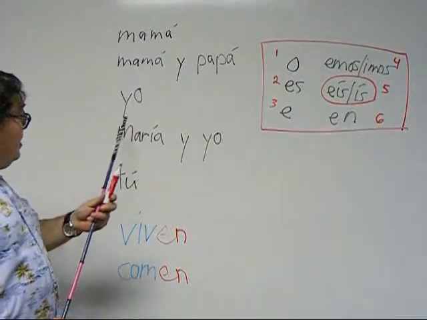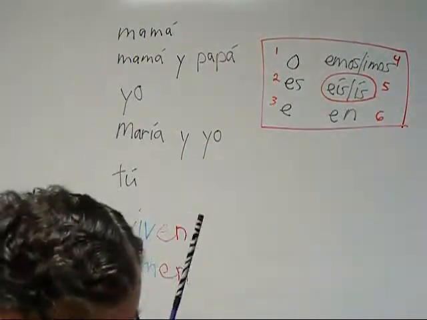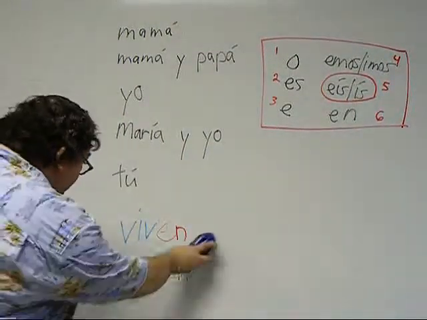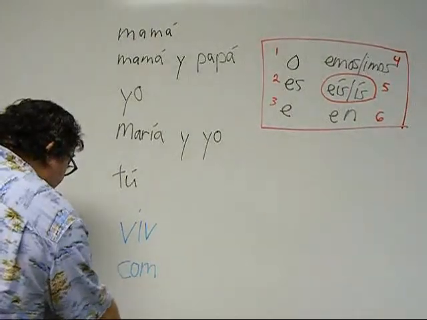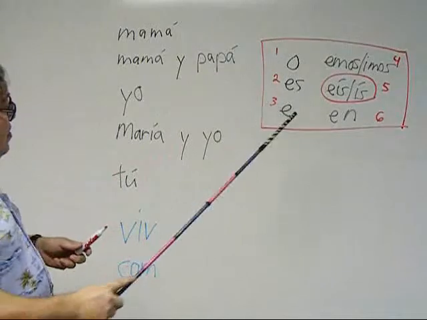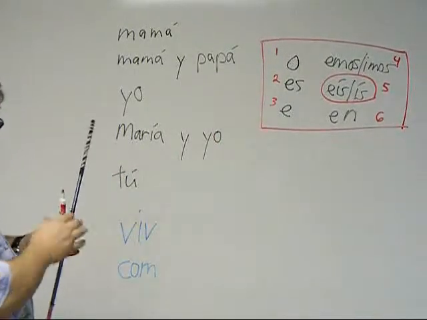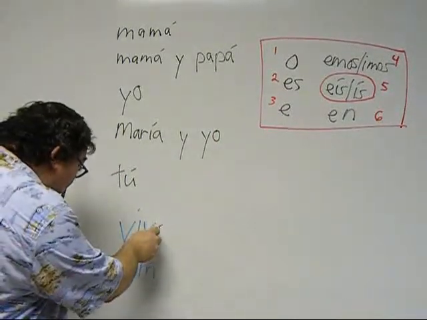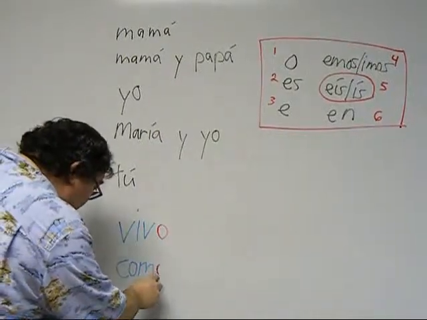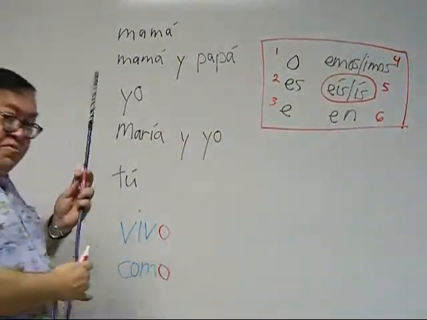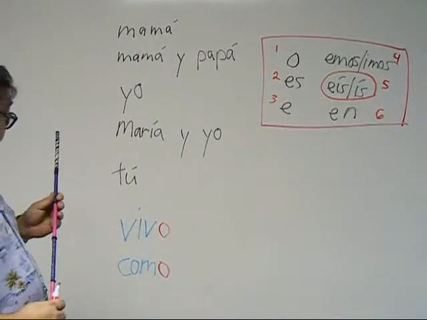Now let's go down to the next one. Yo. Okay, now in this case, I'm going to erase my EN ending. And I find my yo in there. That's the first one. That's going to be an O. Yo vivo in Sherwood. Yo como tacos. Those are my conjugations to go with I.